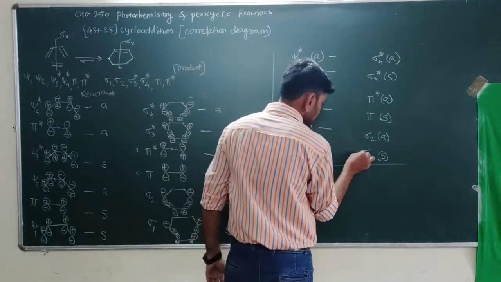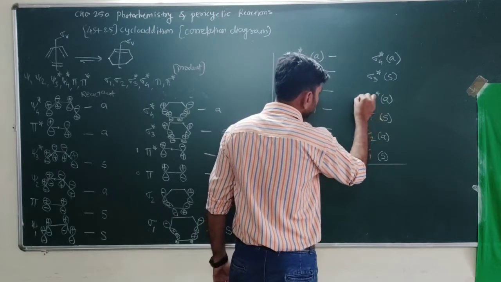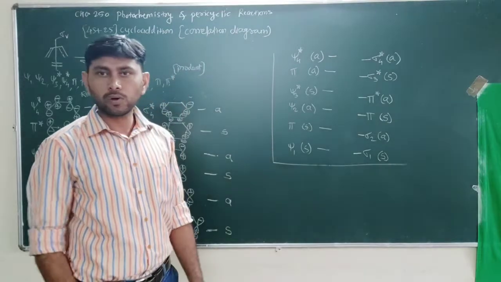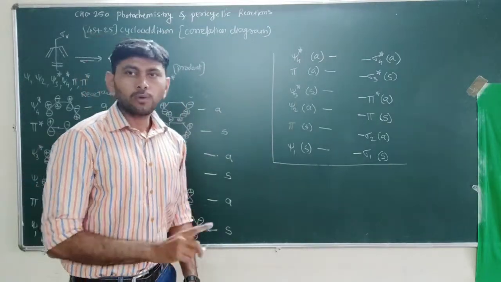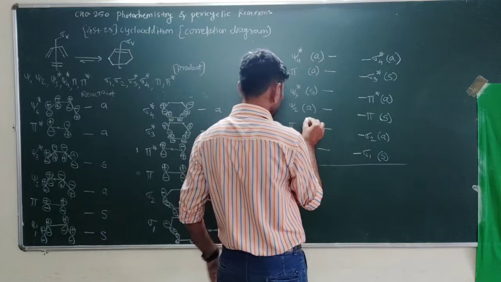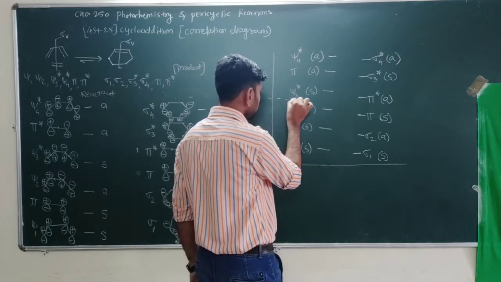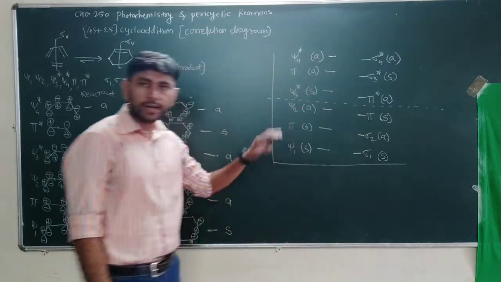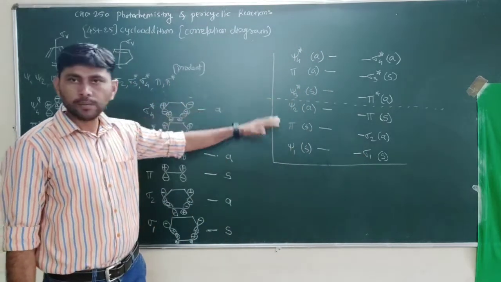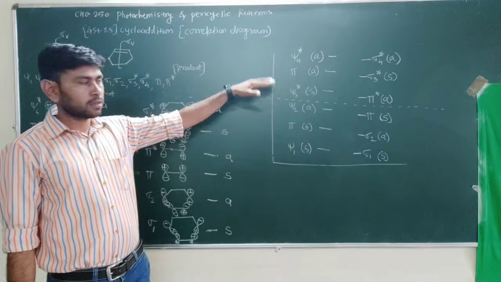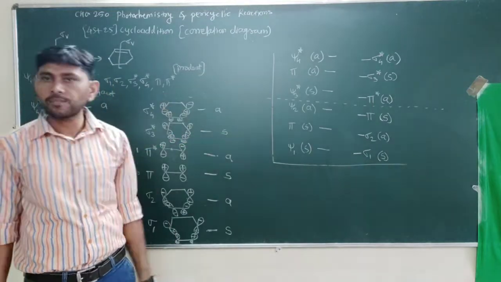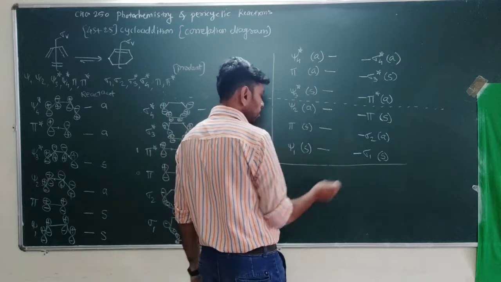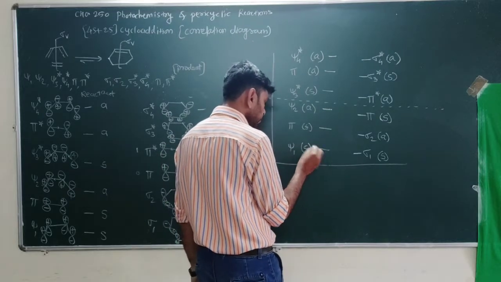Now we have to correlate the symmetries of reactant and product. But before that, we have to draw a line between ground state and excited state, that is, between bonding orbitals and anti-bonding orbitals. We have drawn a line between bonding and anti-bonding orbitals. So this represents the ground state, and the orbitals above the line represent the excited state. Okay. So now start correlating orbitals.